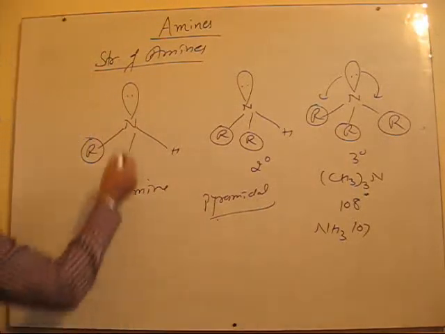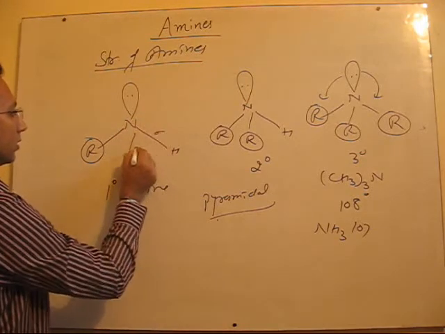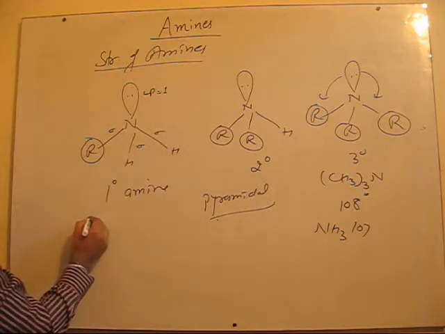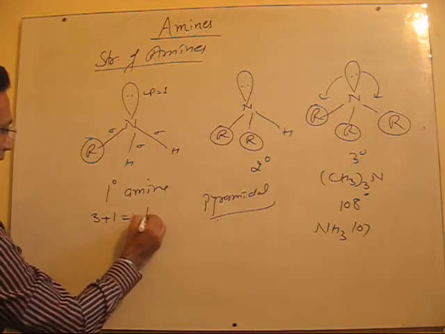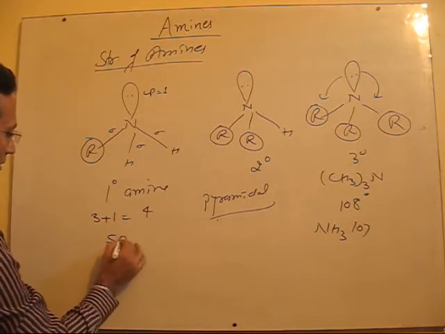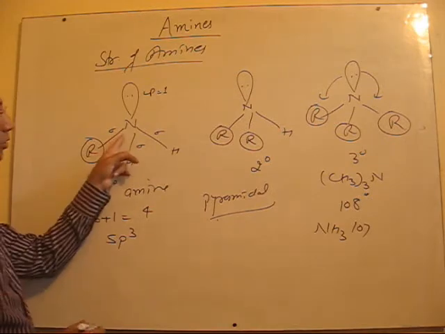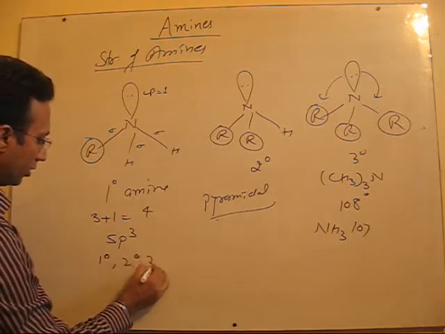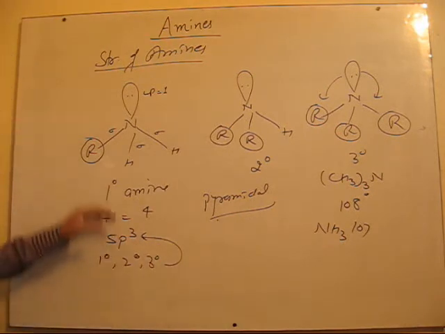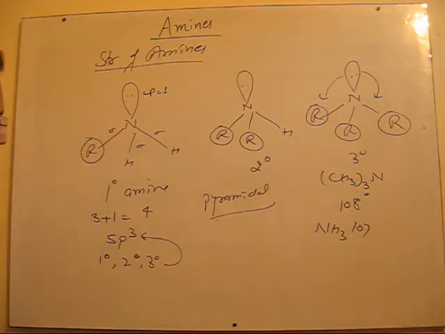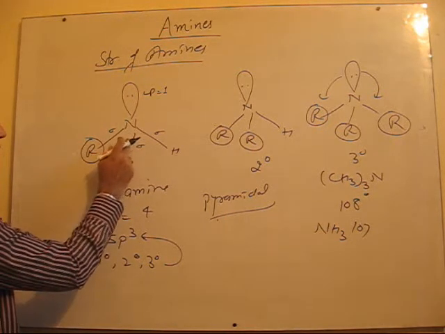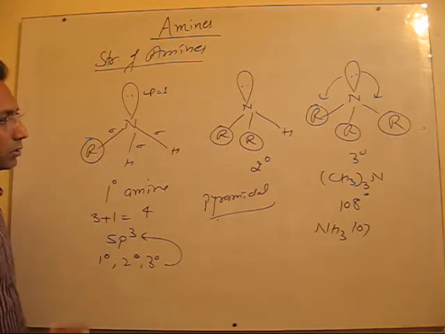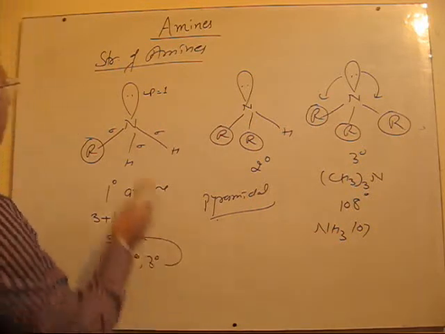Now let me talk about hybridization of nitrogen here. This is 1 sigma, 2, 3, and one lone pair is present. So total sigma is 3 plus 1 lone pair, total is 4, which shows the hybridization is sp3. This is similar in all the cases. All the nitrogens, in primary, secondary or tertiary amines, are sp3 hybridized. Out of 4 sp3 hybridized orbitals, 3 are used for bond formation and 1 contains the lone pair. So this is regarding the structure of amines.